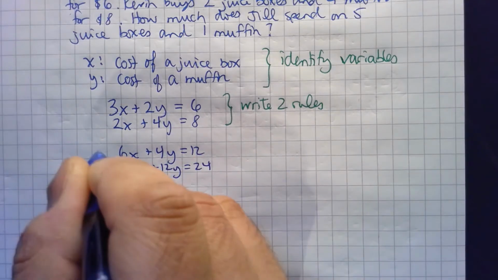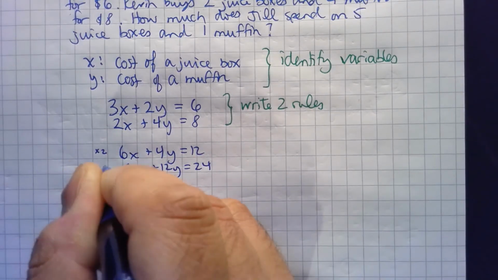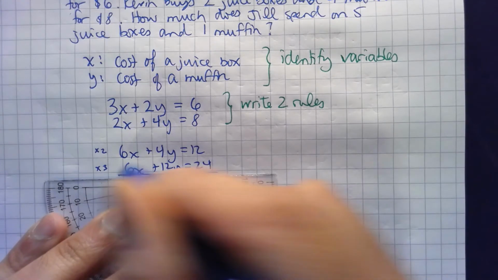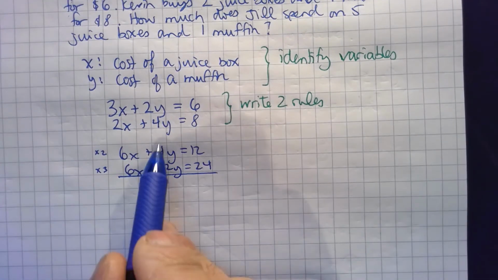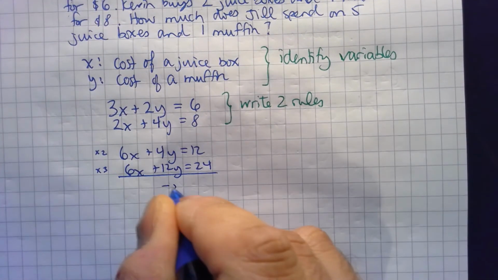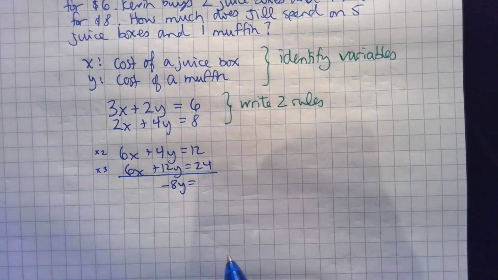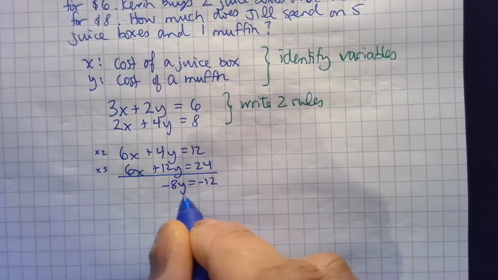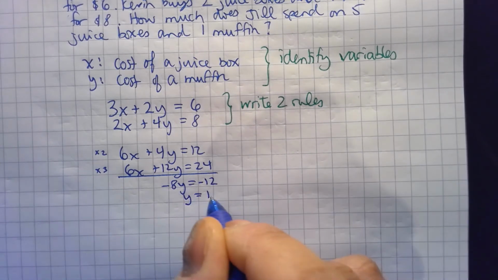So what have I done? I've doubled the first rule, and I've tripled the second rule. So by elimination, we can now subtract. My x's disappear. I get 4y minus 12y is negative 8y. I get 12 minus 24 is negative 12. Divide both sides by negative 8. I get y is equal to positive 1.5.